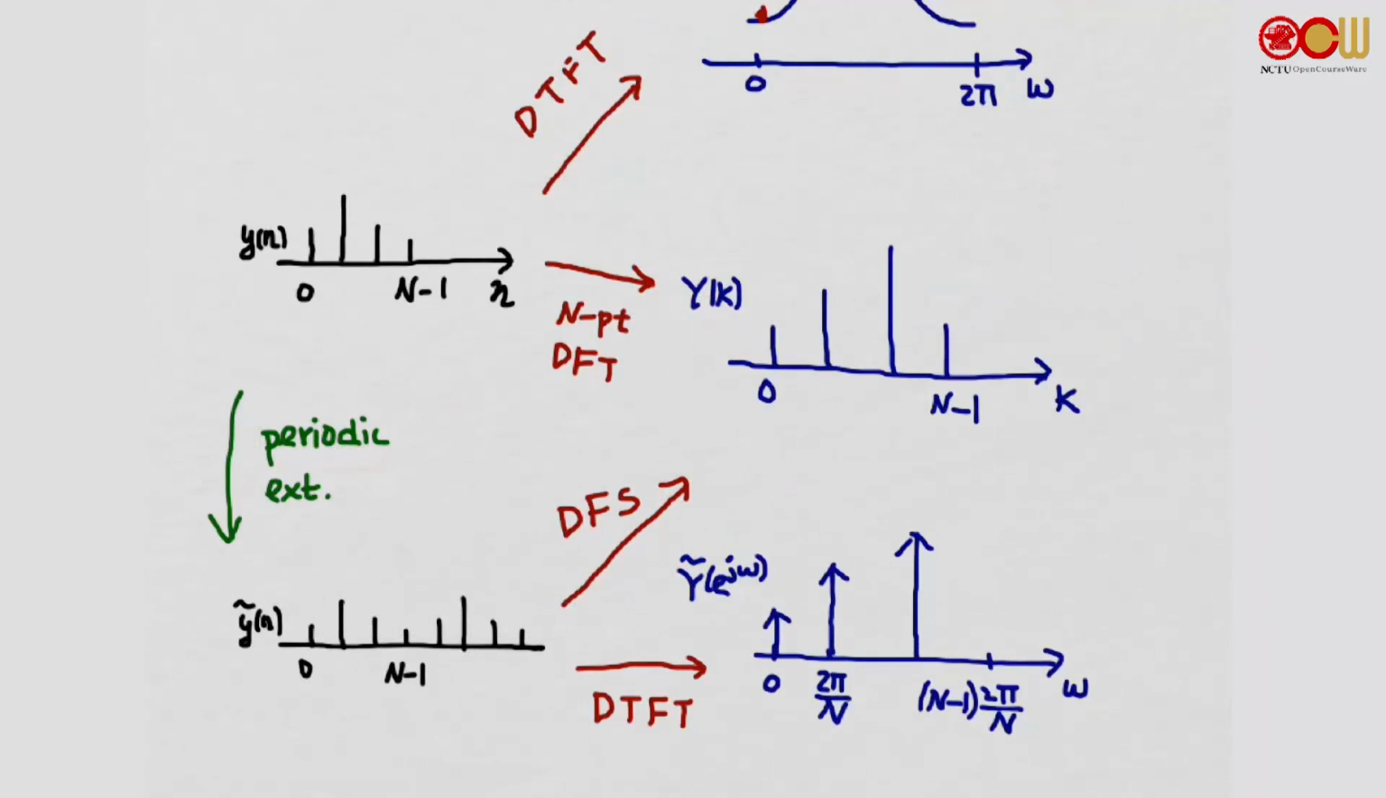The height of the impulse is simply the DFT coefficient, or the DFS coefficient, of y[n] with a 2 pi over N scalar. So for example, this is a 2 pi over N, and the Y[N minus 1], the height.